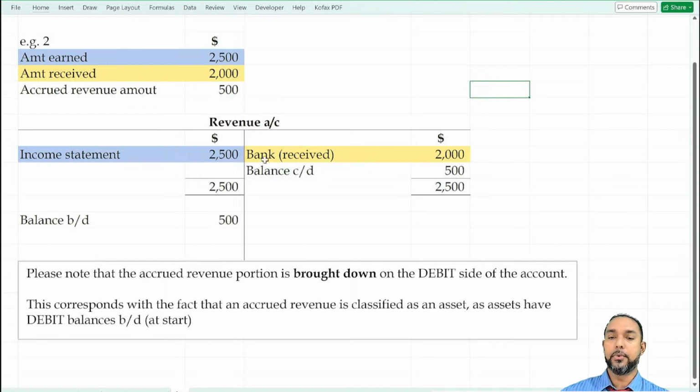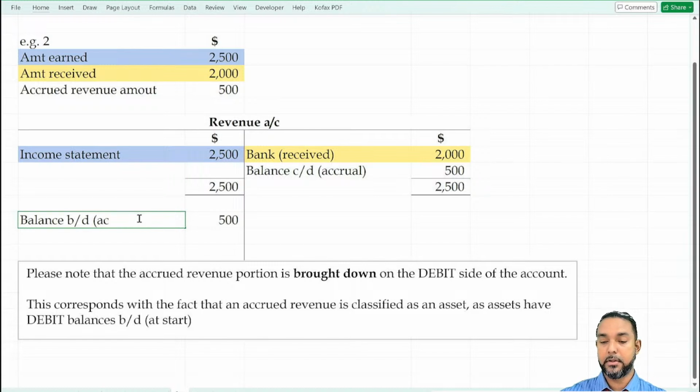So what would happen here is that if you have 2,500 on this side and 2,000 here, we clearly need 500 more on this side to make the debit side equal to the credit side. So that's the balance carried down. And on top of that, it's an accrued portion, or an accrual. And then it's carried down from the credit side, and it's going to be brought down on the debit side thereafter.